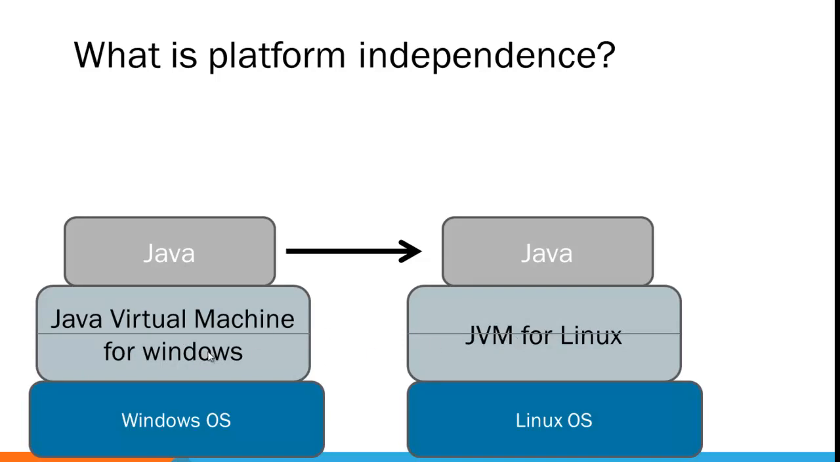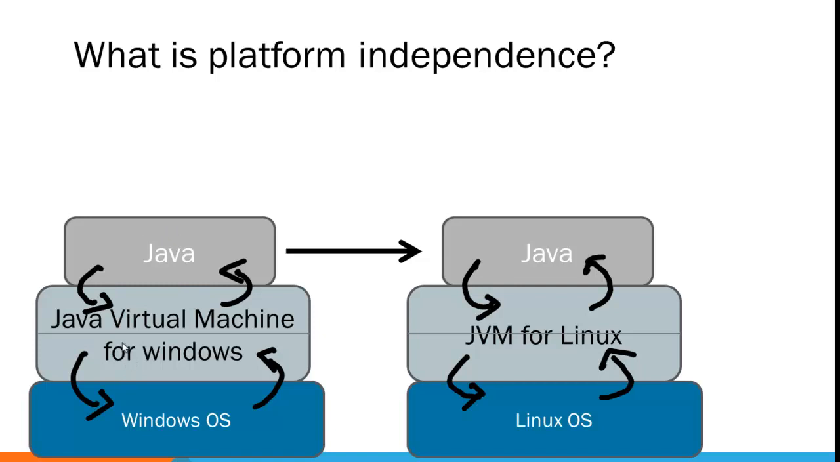Now there are different virtual machines for different operating systems. This virtual machine is dependent on the operating system, but Java will run on top of the Java Virtual Machine. So you can see that they have brought in a layer between the language and the operating system, thereby making Java a platform independent language.